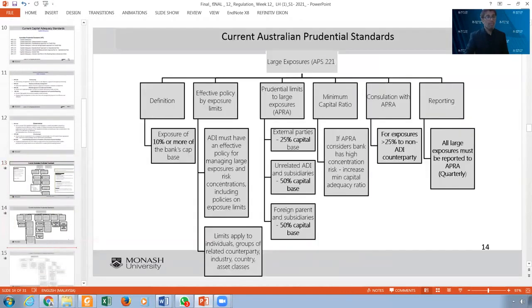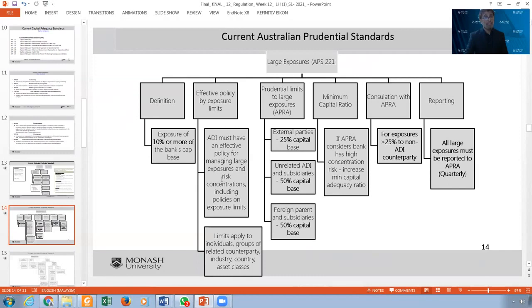Now, we have also APS 221, which is large exposure, which means if you are going to give a loan, that loan has to be, it's like when we talked about the concentration risk, how much a single loan should be. So they define in Australia, a big loan is any loan that is up to 10% of your capital. Now, you have to have an effective policy on exposure limits, which means you have to see that 10% is actually the maximum you can expose in a single loan.